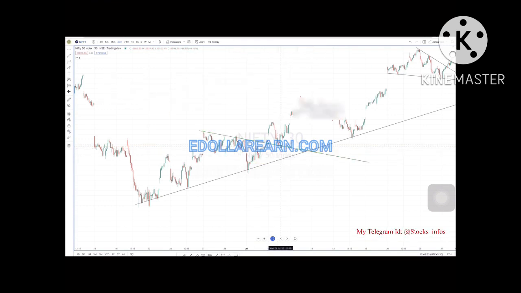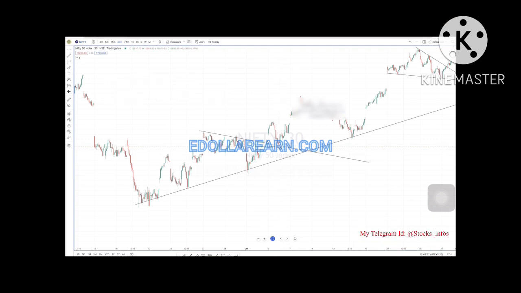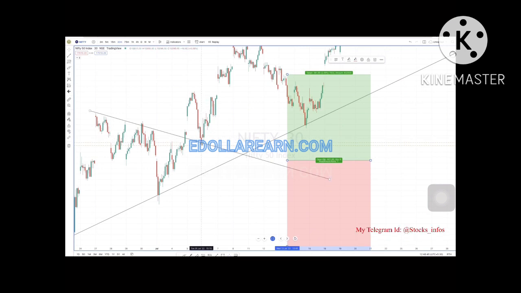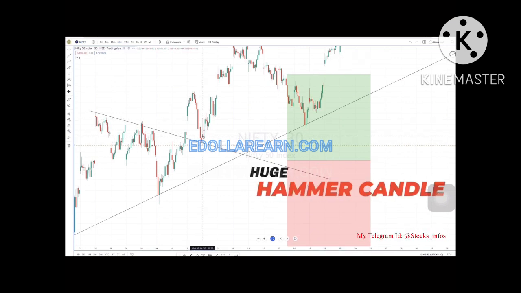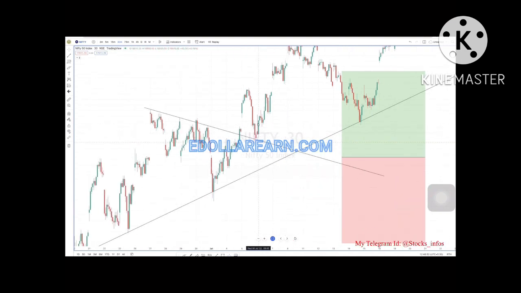Now that you have entered only with 1 or 2 lots, even if your stop loss is hit, you can close it. You are entering here with your first lot, correct? This is your first entry. The moment it touches the next, I think this is the next day, there was a huge hammer candle in 30 minutes, and after this candle, probably you can buy another 1 lot or 2 lots or 3 lots like this. This trade I did not take, to be honest.